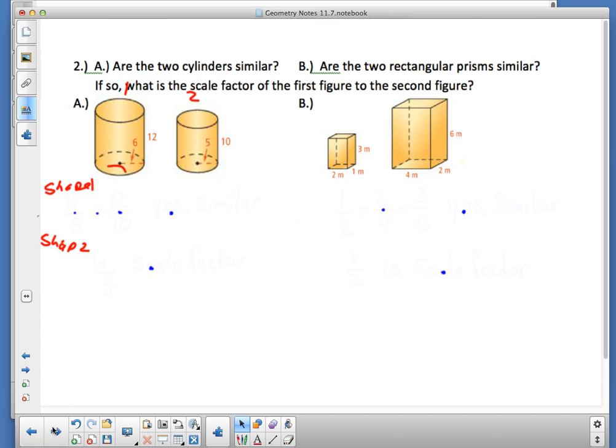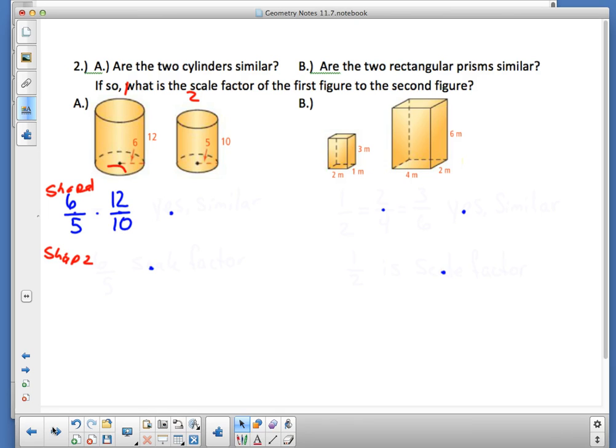Now, are the two cylinders similar? I'm going to compare shape 1 on top to shape 2 on the bottom. Well, when I'm making this comparison here, I got 12 to 10 for my heights, and I got 6 to 5 for my radiuses. So I've got the radius of shape 1 to the radius of shape 2. I've got the height of shape 1 to the height of shape 2.